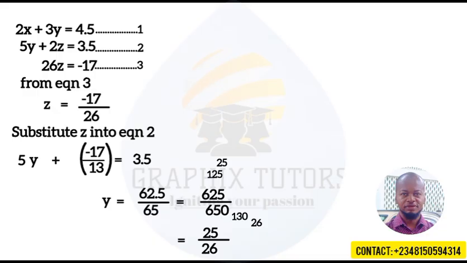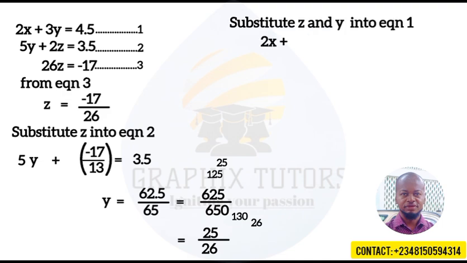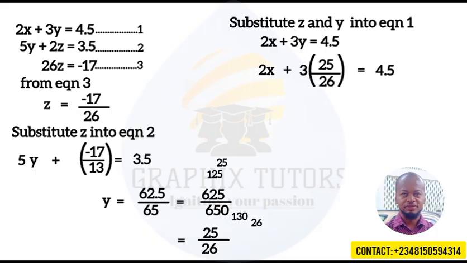I can see if you divide, you will have 0.9615 if you want to, but we don't want to work with decimals. So we will now put the value of z and y into equation 1. And what is equation 1? 2x plus 3y is equal to 4.5. Right? So 2x plus 3, what's the value of y? 25 over 26 is equal to 4.5. So by the time you do the needful, 2x plus 3 times 25 is 75, all over 26 is equal to 4.5.